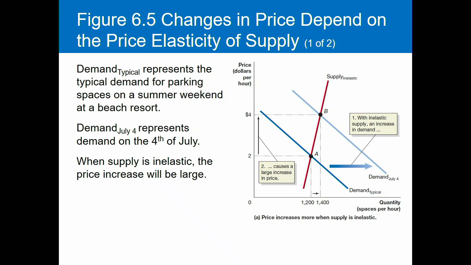Normally a certain amount of people go, but July 4th we see an increase in demand. More people like to go on vacation on the 4th of July, celebrate the long weekend and everything. So we see the demand curve for just that week shift to the right, an increase in demand. The supply curve for this example is inelastic. There's not a lot of additional parking spots they can open up.